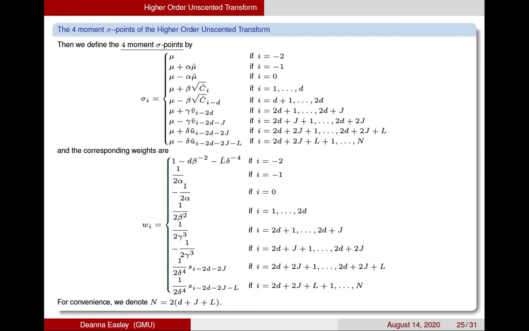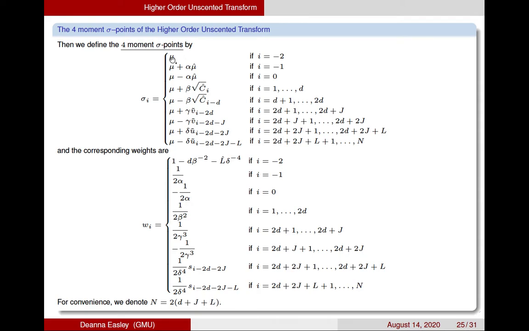There are n plus 3 sigma points this time, where n is equal to 2 times d plus j plus l, where d is the dimension of the moments, j is the number of eigenvectors of S, and L is the number of eigenvectors of K. Ideally, these would be the rank, but we found that we needed a higher number. All of the moments affect each other, so we have to do this very careful balancing act.